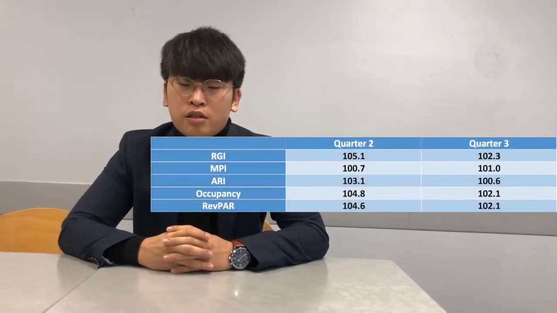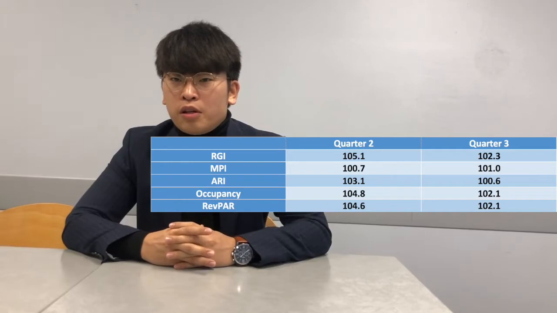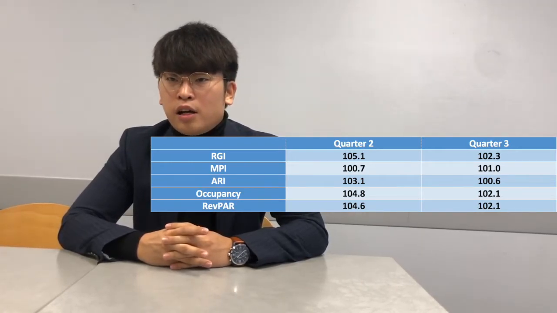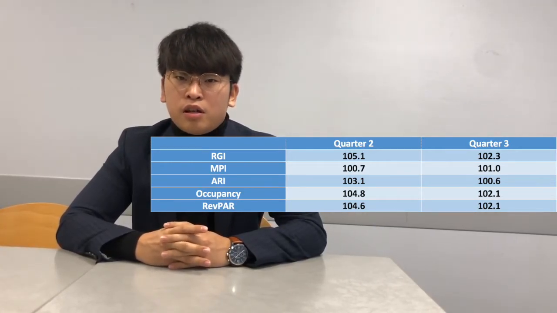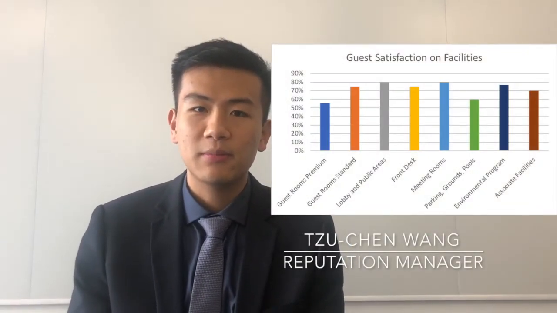By comparing indexes, Q2 managed better than Q3. However, RGI, MPI, ARI, occupancy, and RevPAR exceeded 100 overall. In the beginning of July, most of our reputation criteria were above 70%, which is satisfactory. Once again, in August, our guest room premium has dropped down to 52%.